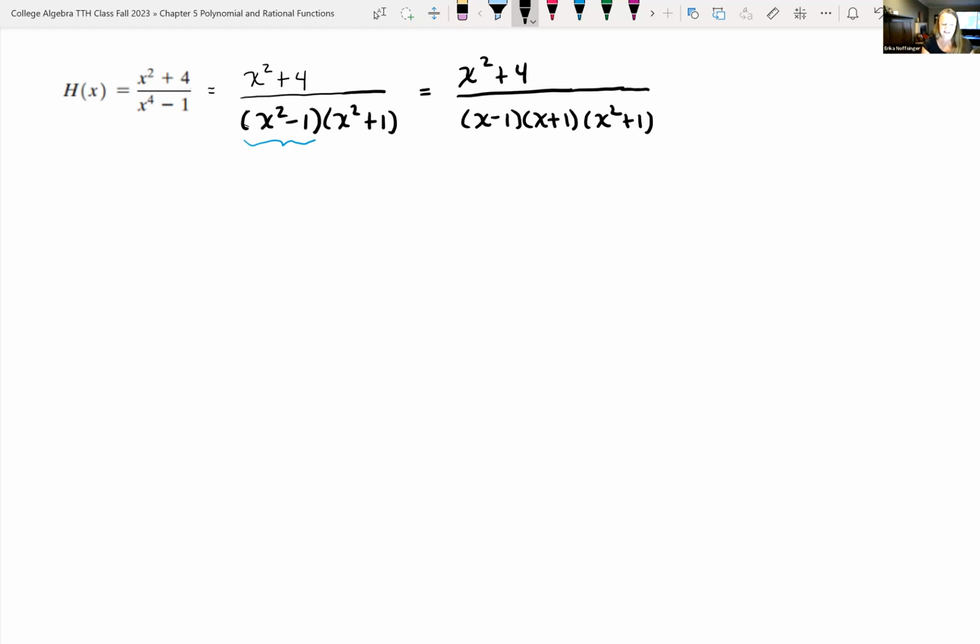And now looking at this, I noticed that there are values which set my denominator equal to 0, but not also my numerator. And so I want to look at where these values are equal to 0. These are values which are not in the domain of our function, but these are values where we're going to have vertical asymptotes. So I'm looking at when is my x minus 1 equal to 0? Well, x minus 1 is equal to 0 when x is 1. And x plus 1 is equal to 0 when x is negative 1. So we have two vertical asymptotes.